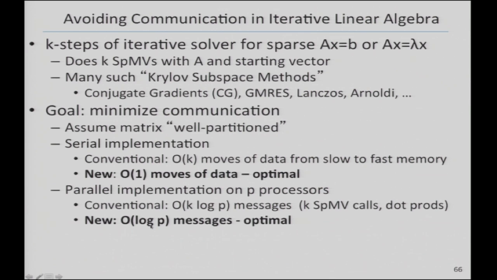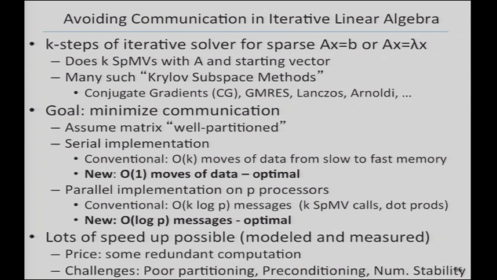There's lots of speedup possible here. I'll show you both modeled and measured values. The price is that there's going to be some redundant computation, but the whole goal here is to say that flops are cheap, so I don't mind doing a little redundant computation. There are also a number of challenges, and we've made a lot of progress. One is, what if your matrix is not well partitioned, and you can't find good separators? Well, we can deal with that in some cases.